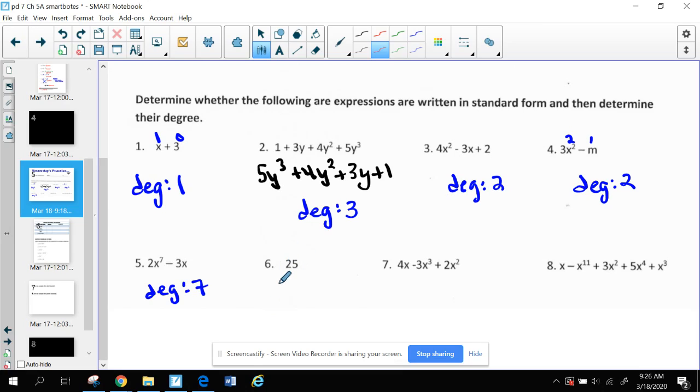And then 6 is a little bit different because as we see, there is no variable. So anytime there is no variable, we call that a constant. We're really saying the degree is 0, but we have a more specific name for it as constant.